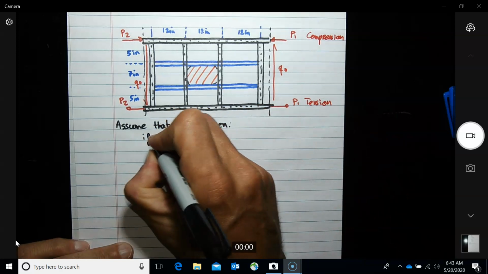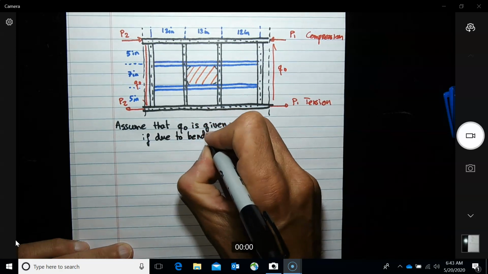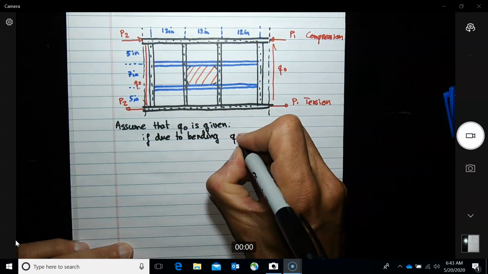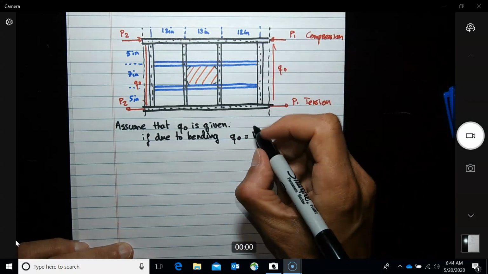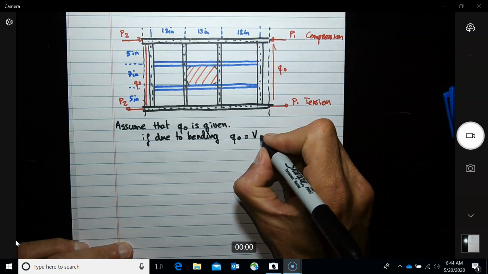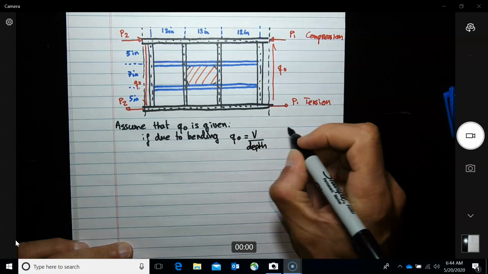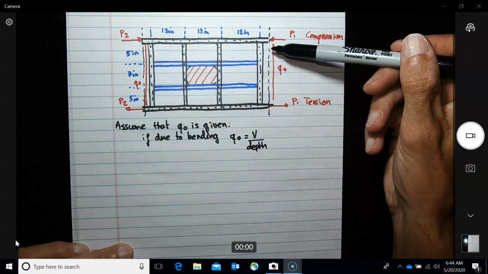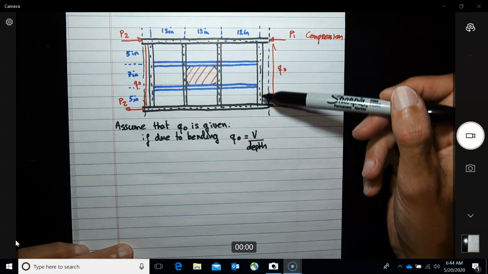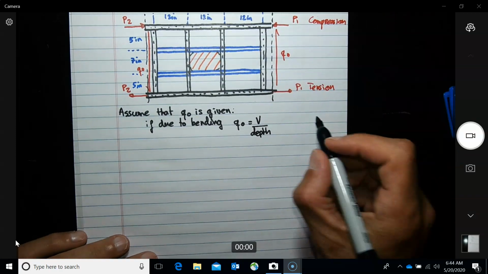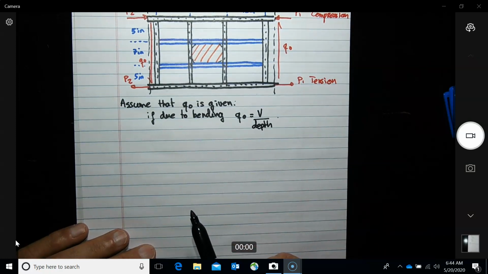I mean, you can calculate it, but let's say due to bending, which is the case over here, generally the shear flow would be equal to whatever is the shear force going throughout this cross section. So shear divided by depth. In this case it would be the force, and the depth would be from here to here. So it would be the force going throughout all that distance. So that's generally the way Q sub naught is calculated.